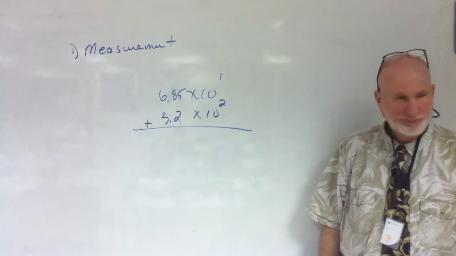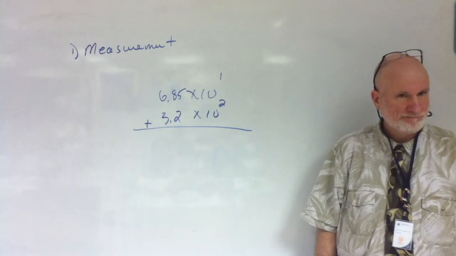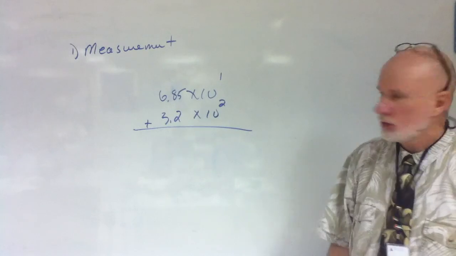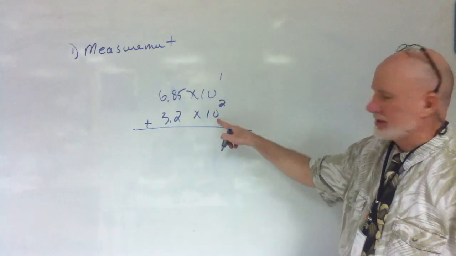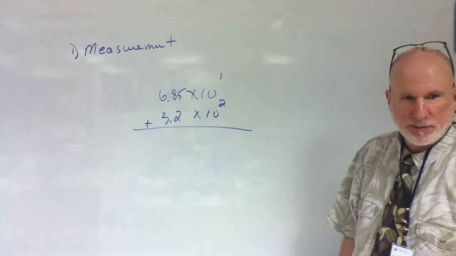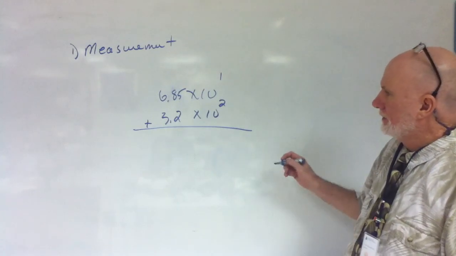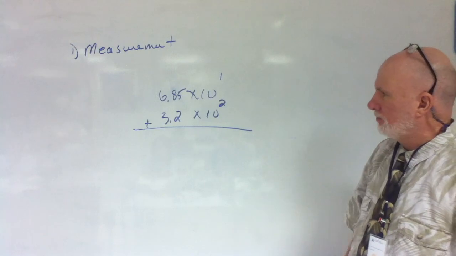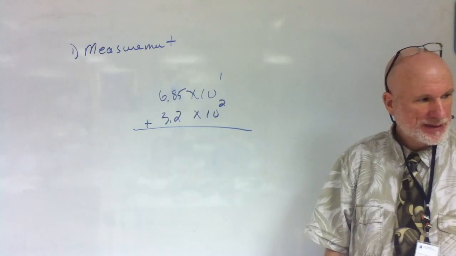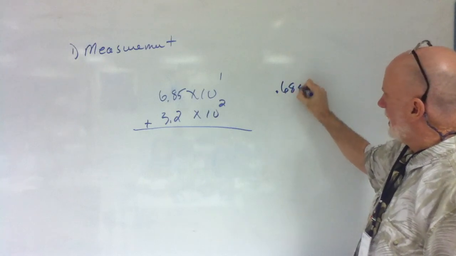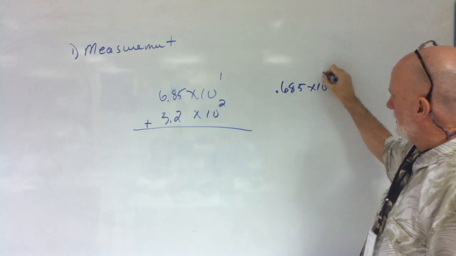What would you do? You would just change this. You're going to change this times 10 to the second or this times 10 to the first, right? Yeah. All right, so what are you going to do? 1.685 times 10 to the second. 0.685 times 10 to the second? Okay, good. 0.685 times 10 to the second.